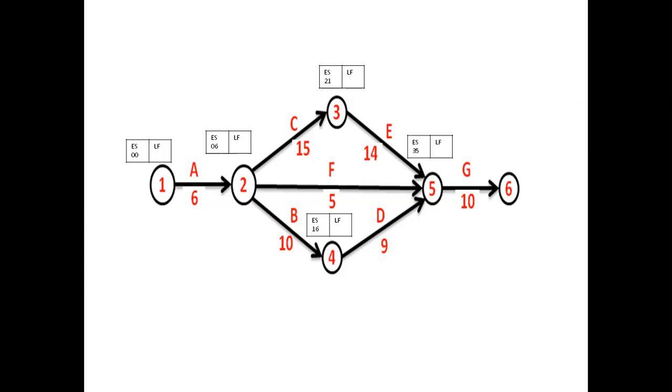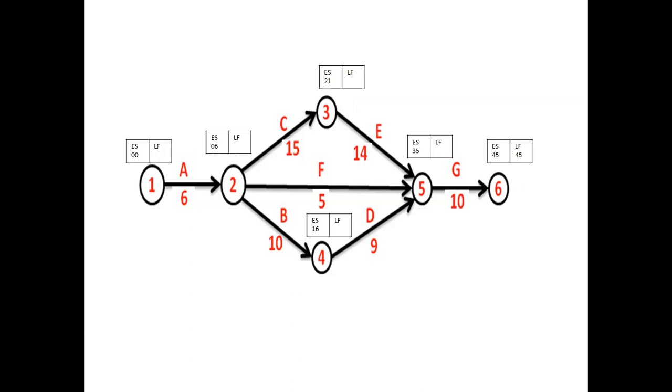Then for the last event 6, the earliest finish and the latest finish will be the same. For this, 35 plus 10 will make 45. So 45 is the earliest finish as well as the latest finish for the last activity 5 to 6. Then, after considering 45 as the latest finish for 5 to 6, which is the project duration, the next thing is you need to calculate the latest finish time for all the end events of each activity by moving in the backward direction, or backward propagation.